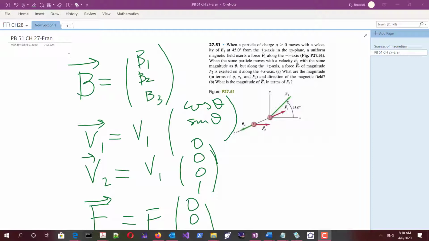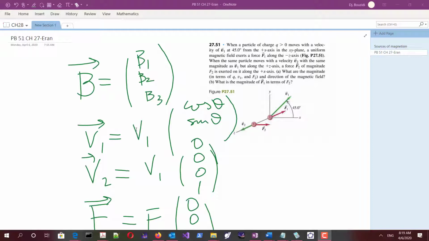Okay, so what I did here is take the general vector of components B1, B2 and B3 along the X, Y and Z directions. At this point, I have no idea what B1, B2 and B3 are with respect to one another, or in terms of the quantities that were given to us, Q, V1 and F2. All I know is that this is a vector in 3D, which has three components along the X, Y and Z directions.